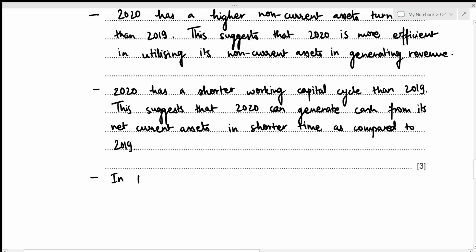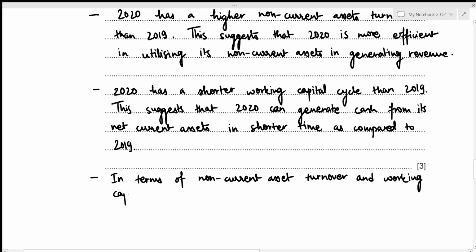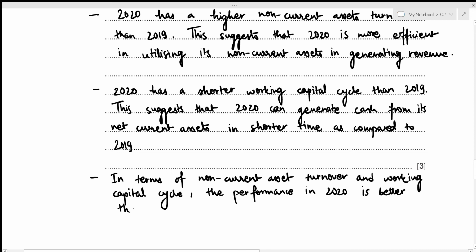In terms of non-current asset turnover and working capital cycle, the performance in 2020 is better than 2019. So this concludes the third part of this question. Now we can move to the fourth one.